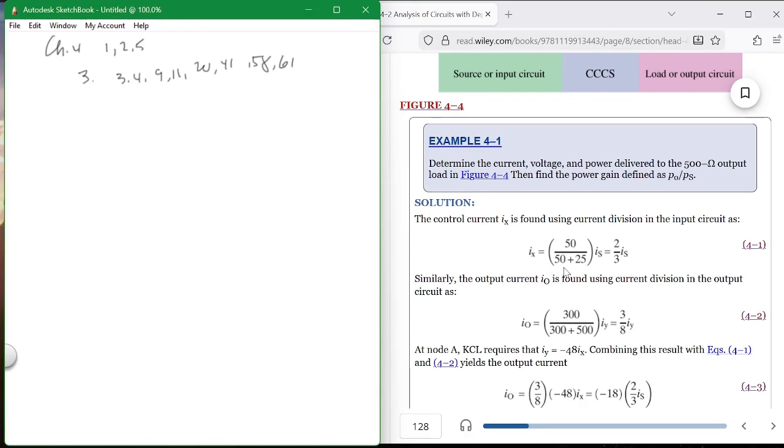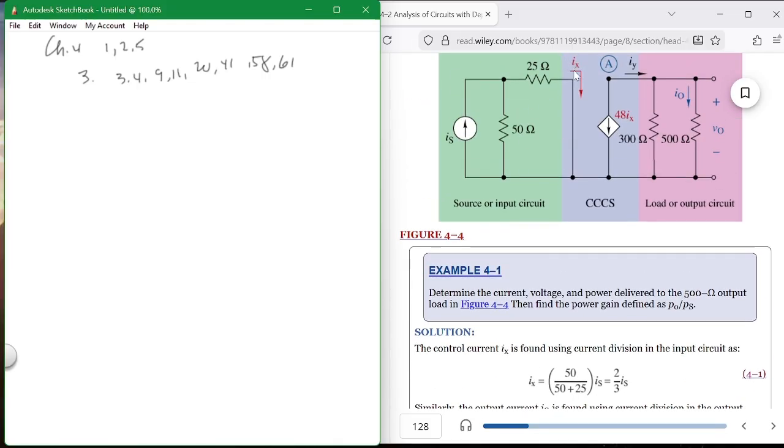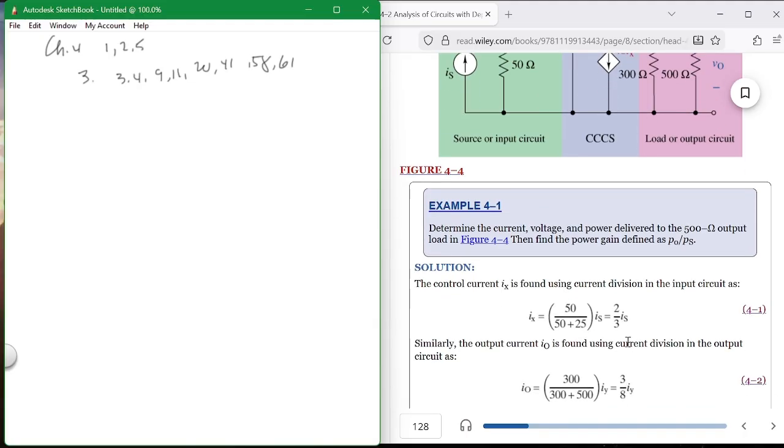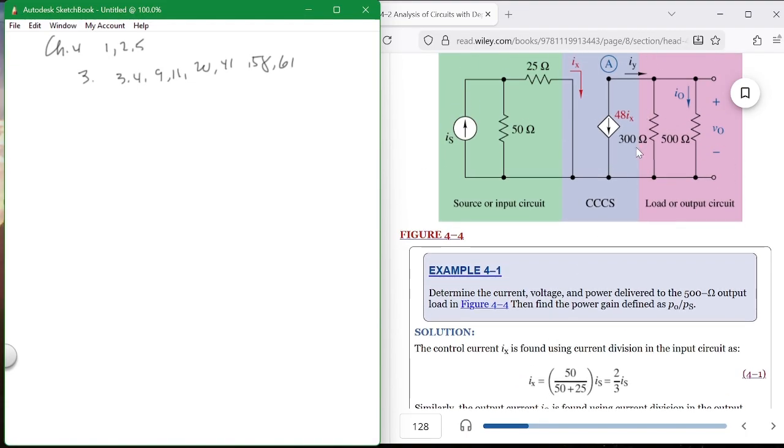Okay, so how do you do this? Well, you find Ix, which is that value right there. Use current divider. I hate current divider, but on the other hand, you can use it if it's two devices. How do you do current divider? Well, it's the opposite over the sum, and there it is. Okay, what is the opposite of this guy? It's this guy. So what is it? 50 over 25 plus 50 times IS, and there you go. That makes sense? There's your IX.